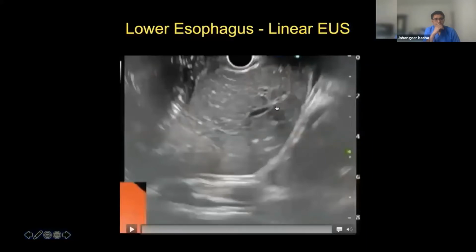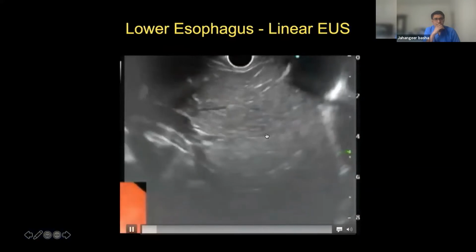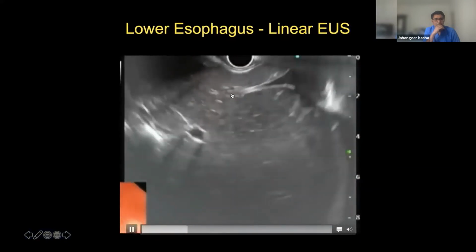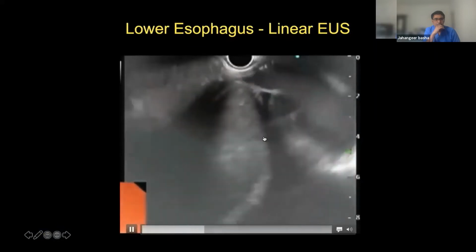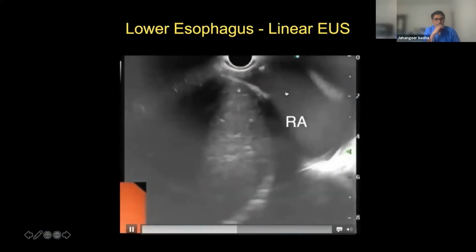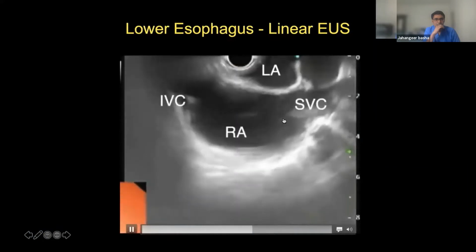So this is the EUS video. The scope is at the GE junction in neutral position facing the left lobe of the liver. This is the diaphragm and this is the heart. From here, if we give a clockwise torque, we can see the porta. On further clockwise torque, we can see the IVC, and these are the hepatic veins joining. On withdrawal of the scope, we can appreciate the IVC draining into the right atrium.